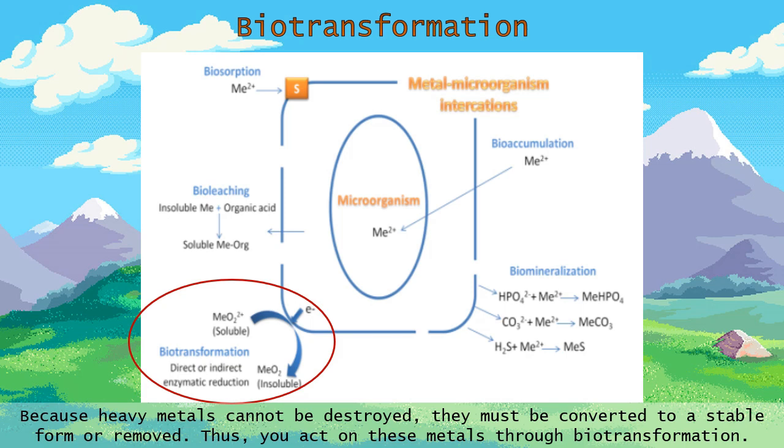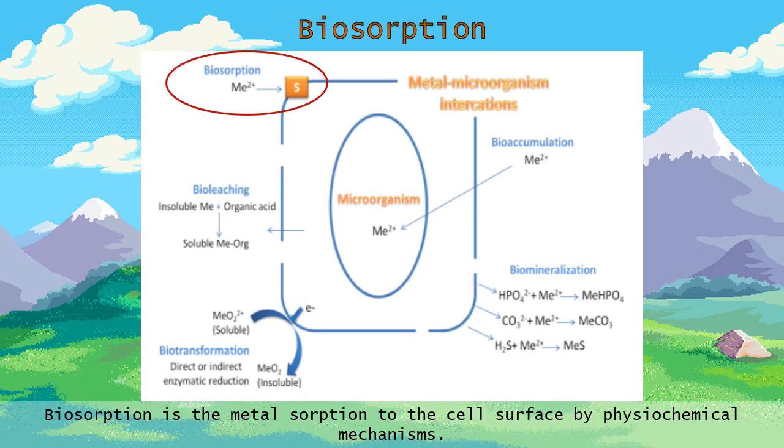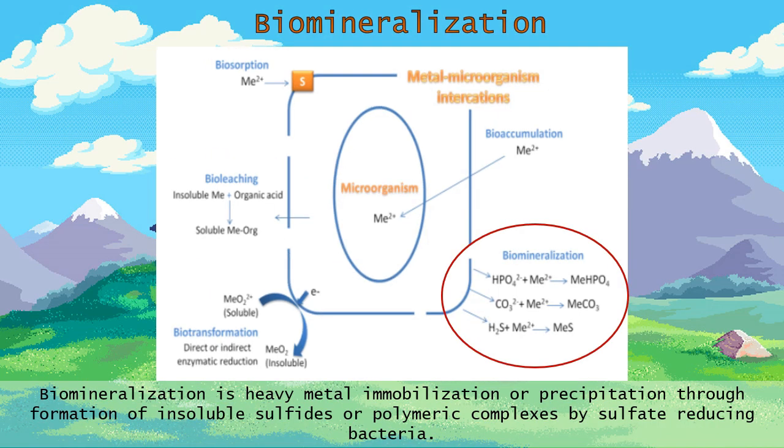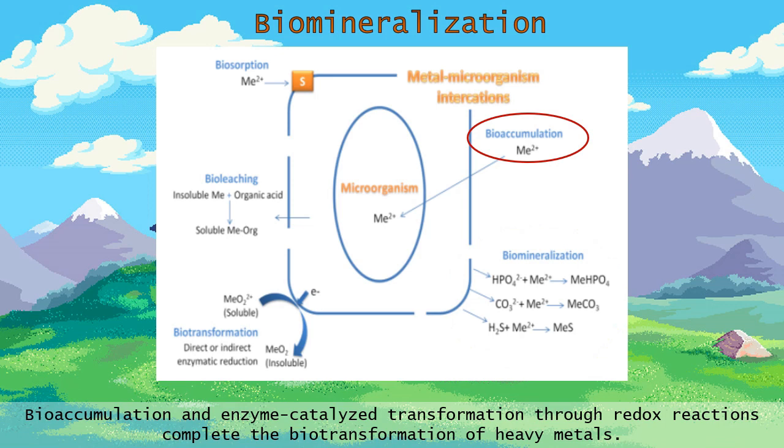There are mechanisms that come into play in dealing with this kind of pollutant. Biosorption is the metal sorption to the cell surface by physiochemical mechanisms. Bioleaching is heavy metal mobilization through excretion of organic acids or methylation reactions. Biomineralization is heavy metal immobilization or precipitation through formation of insoluble sulfides or polymeric complexes by sulfate-reducing bacteria. Finally, intracellular accumulation and enzyme-catalyzed transformation through redox reactions complete the biotransformation of heavy metals.